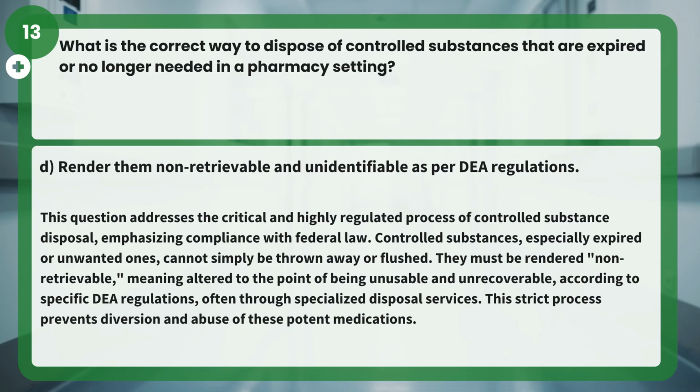Answer: D. Render them non-retrievable and unidentifiable as per DEA regulations. This question addresses the critical and highly regulated process of controlled substance disposal, emphasizing compliance with federal law. Controlled substances, especially expired or unwanted ones, cannot simply be thrown away or flushed. They must be rendered non-retrievable, meaning altered to the point of being unusable and unrecoverable, according to specific DEA regulations, often through specialized disposal services. This strict process prevents diversion and abuse of these potent medications.